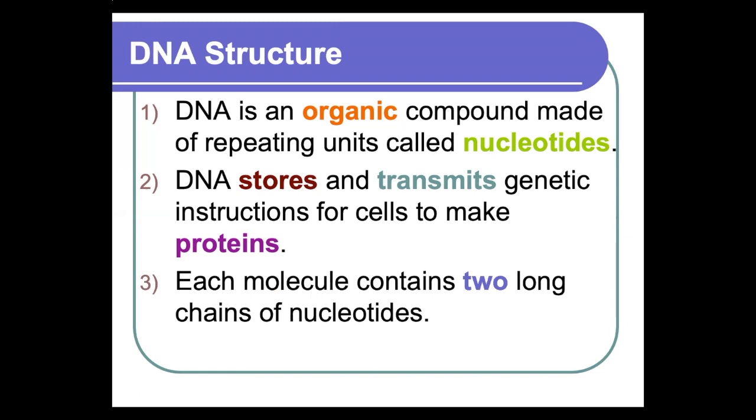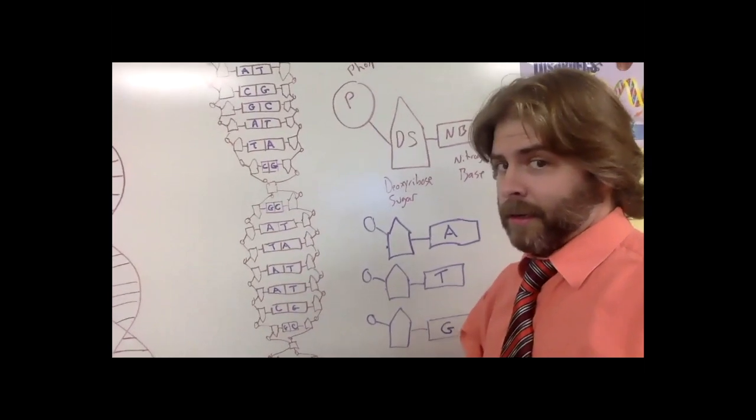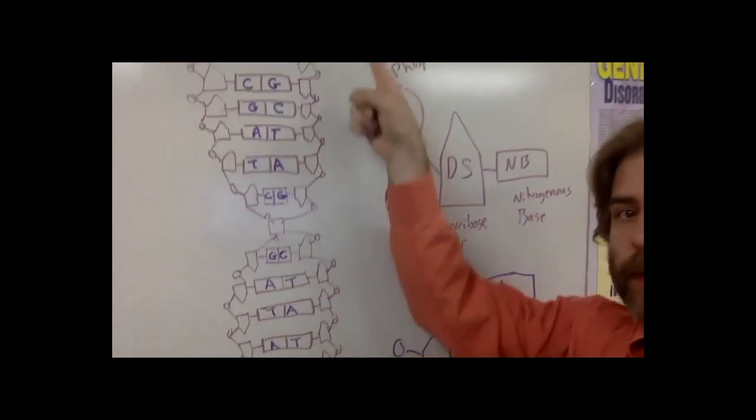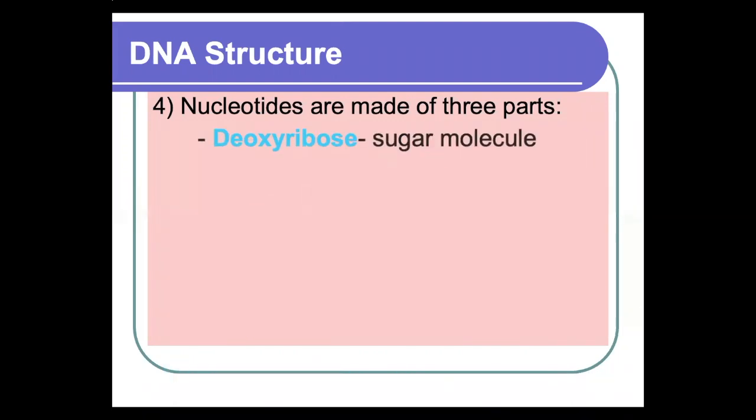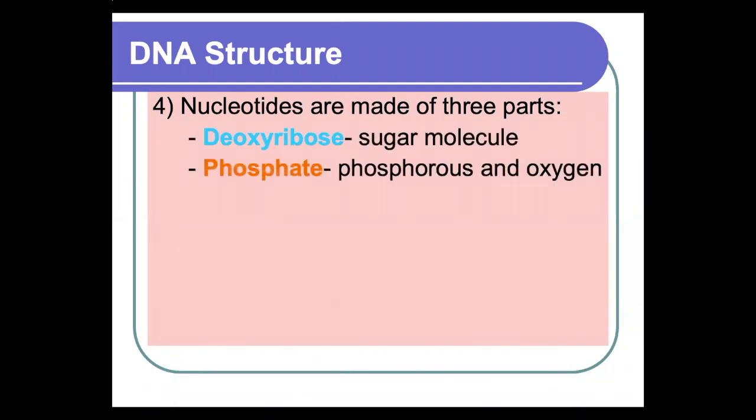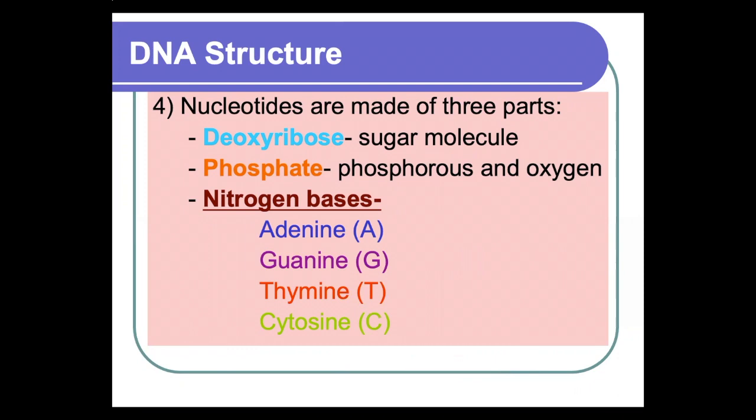And each molecule is going to be made of 2 long chains of nucleotides. This is a nucleotide, and here you have a chain of nucleotides, and here's another chain of nucleotides, and they're attached to each other. And just like we saw on the board, those nucleotides are going to be made of 3 parts. That deoxyribose sugar I told you about, the phosphate, which was that circle, and the nitrogen base, or as I like to call it, the nitrogenous base. Same thing. And we got 4 of those bases, as we said on the board: adenine, guanine, thymine, and cytosine. Adenine, guanine, thymine, and cytosine.